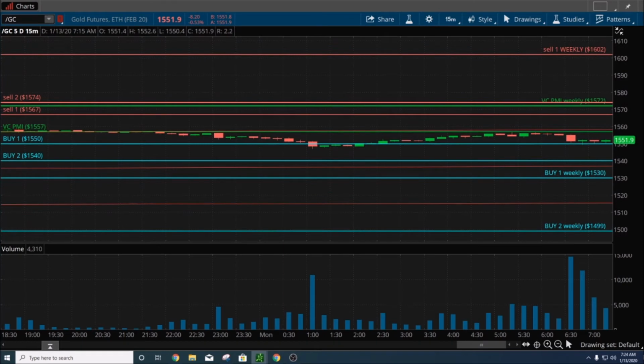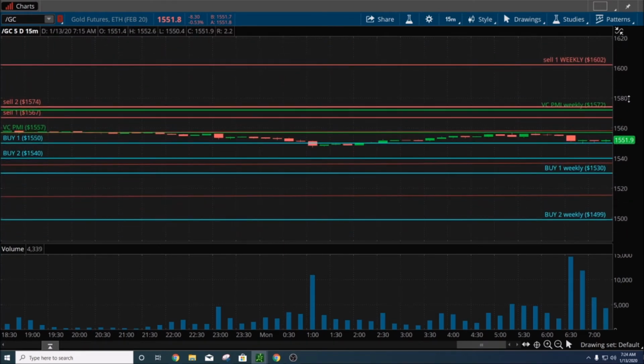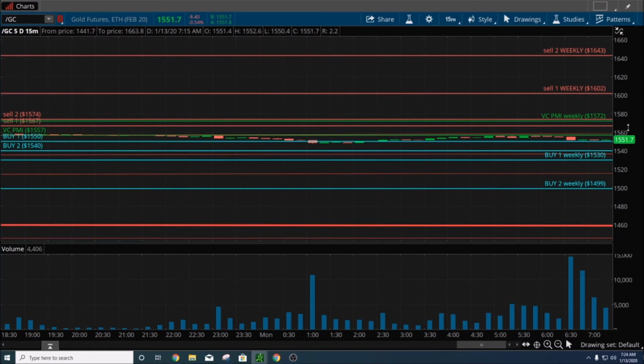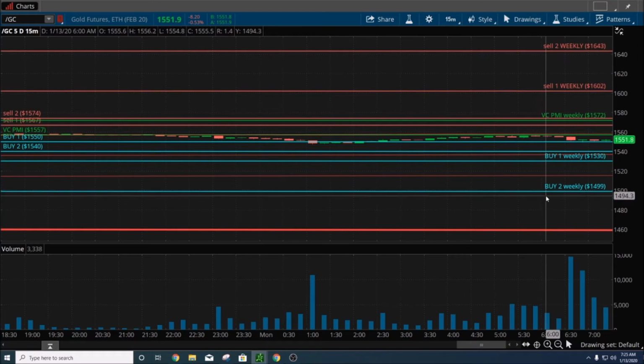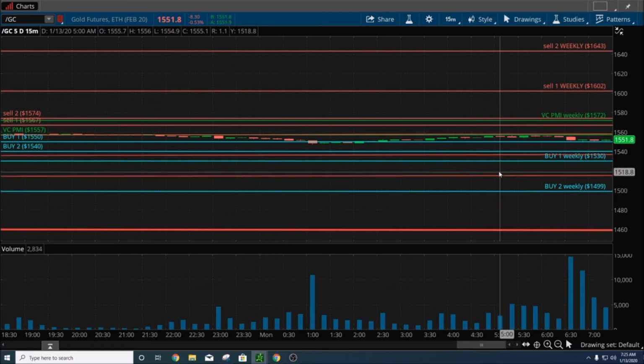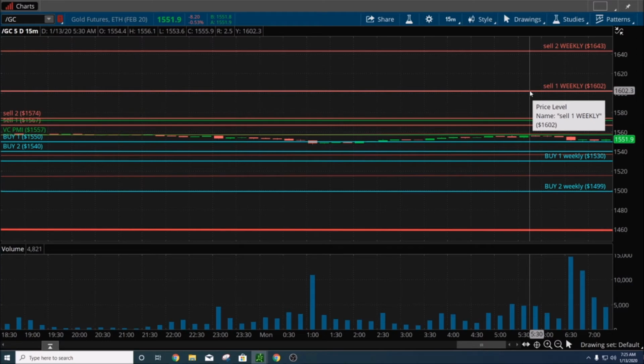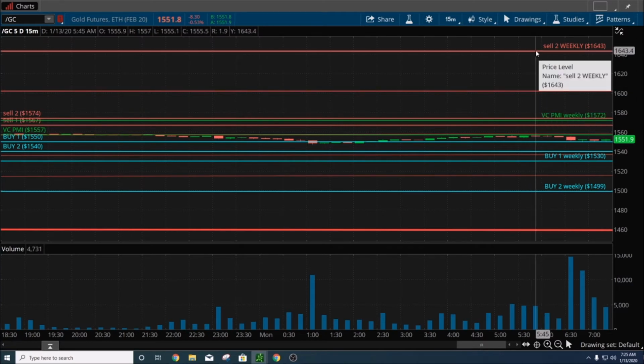If we take a look at the right side of the chart, the weekly average is at 1572. And the buy one level, or the extreme below that weekly average, is at 1530, as you can see on the chart. The buy two level is at 1499. The extreme level above the mean target is 1602, and the sell two level is 1643.